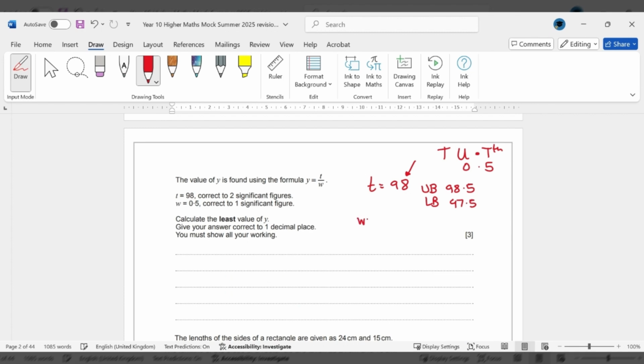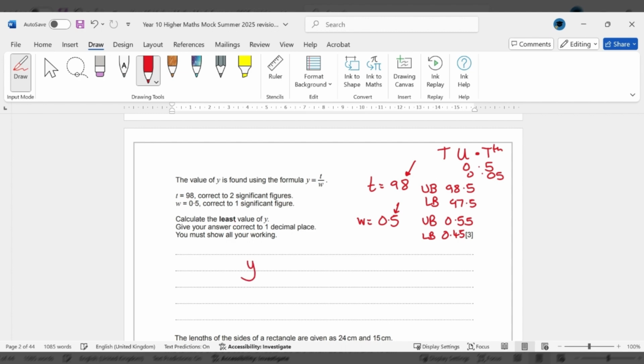And then w is 0.5, so to the first significant figure. So this time, the first significant figure is in the tenths column. So I need to add 0.05 and take away 0.05. So my upper bound here would be 0.55 and my lower bound would be 0.45. That'll get you a few marks just by writing your upper and lower bounds.